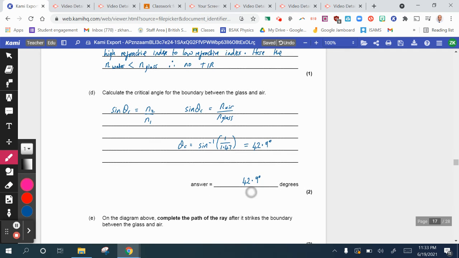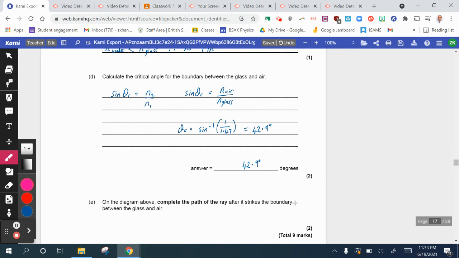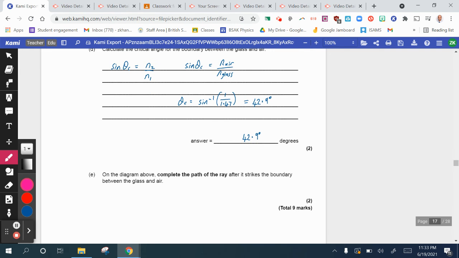So the critical angle between the glass-air boundary is 42.9 degrees. So what does that mean? Any incident angle above 42.9 degrees, the light ray will totally internally reflect. If the angle of incidence is less than 42.9 degrees, then you'll get refraction. Light will pass through and it will refract.